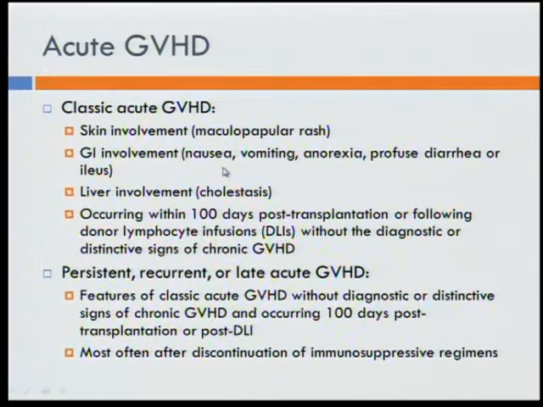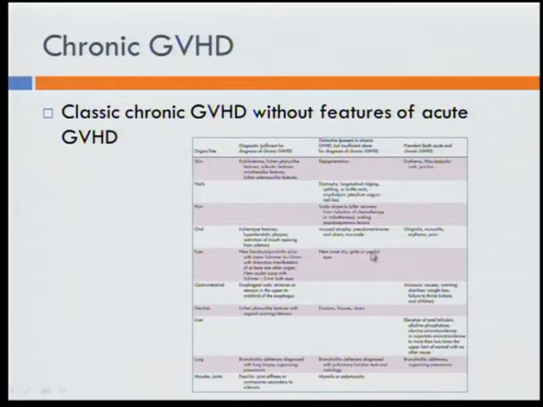Classic acute GVHD has skin involvement, GI involvement, and liver involvement, and occurs typically within 100 days post-transplantation. Persistent, recurrent, or late acute GVHD has the features of the classic acute findings without diagnostic or distinctive signs of chronic GVHD, and occurs after 100 days post-transplant, most often after discontinuation of systemic immunosuppression.